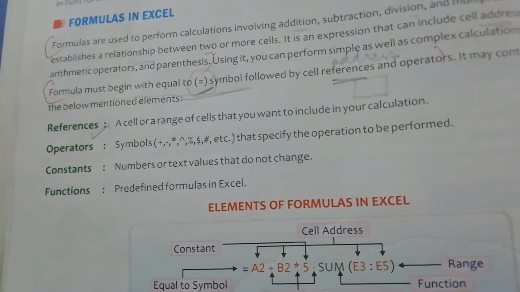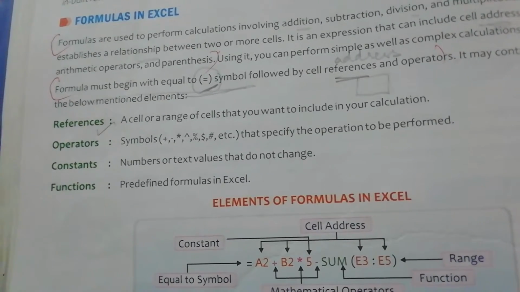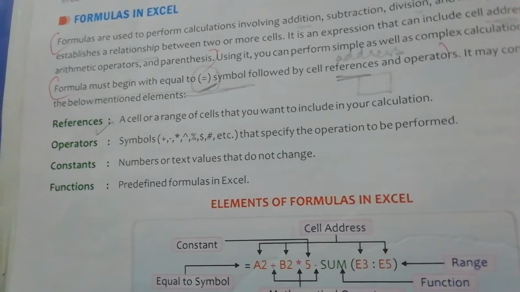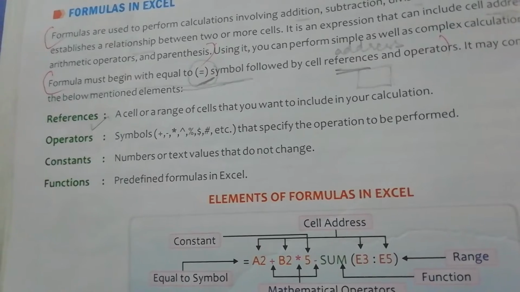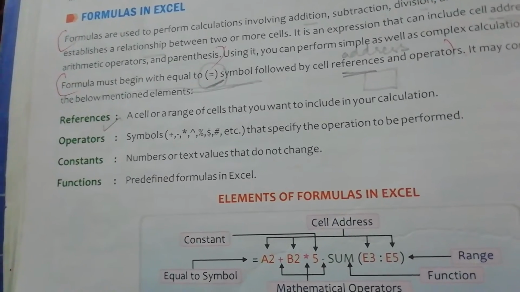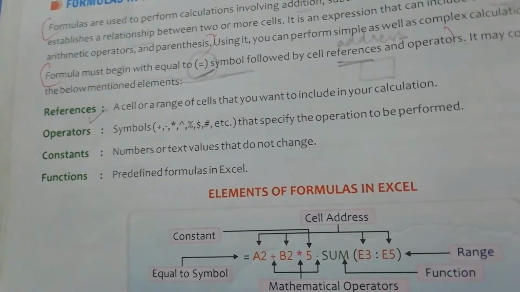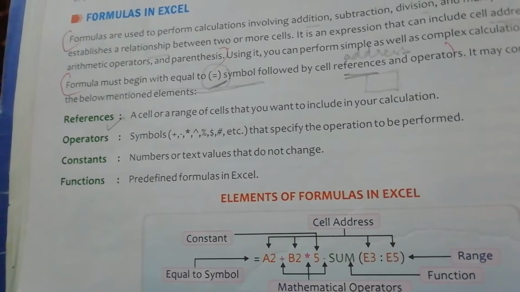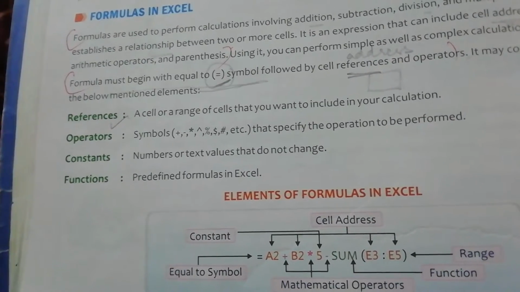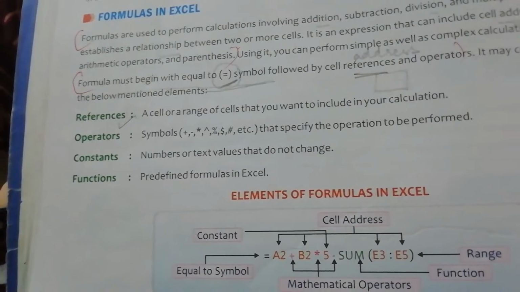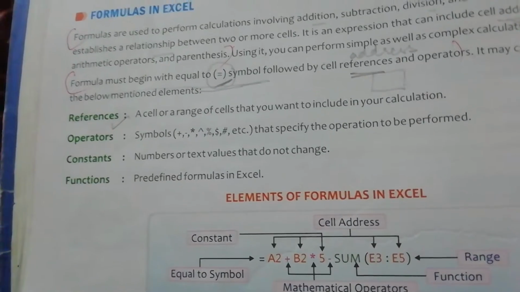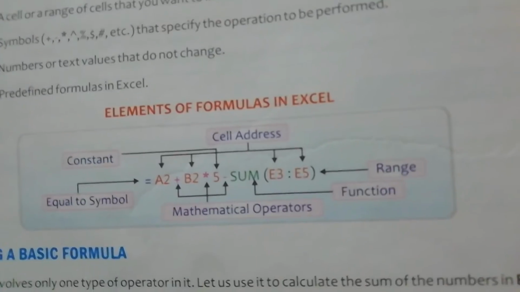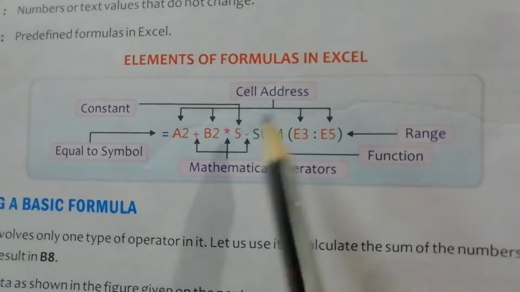Number 2, operators. Symbols like plus, minus, equals to, exponent, modulus, etc. that specify the operation to be performed. Operators tell you what kind of operation you are going to perform. Number 3, constant, number or text values that do not change. 1, 2, 3, 4, 17, 18. These are called constants and you cannot change them. Number 4, functions, and we know what a function is. They are the predefined formulas in Excel. So this is how we can write a formula.